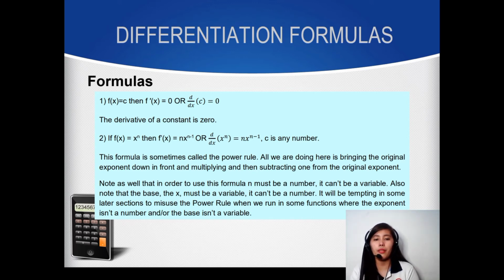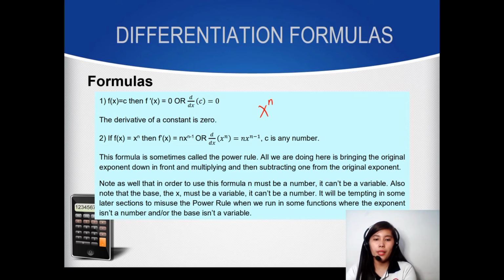Then if f of x is equal to x raised to n, then f prime of x is equal to n times x raised to n minus 1. This formula is sometimes called the power rule. We have x raised to n, a variable raised to an exponent, so we apply the power rule. All we are doing here is bringing the original exponent down in front and multiplying, then subtracting 1 from the original exponent. Note as well that in order to use this formula, n must be a number. Our n here must be any number, and x is our variable.